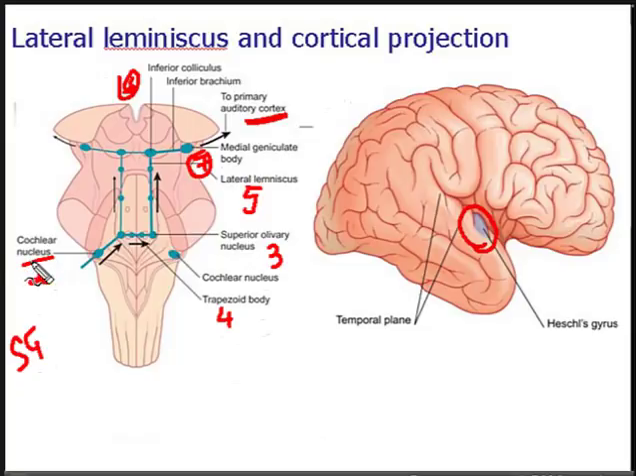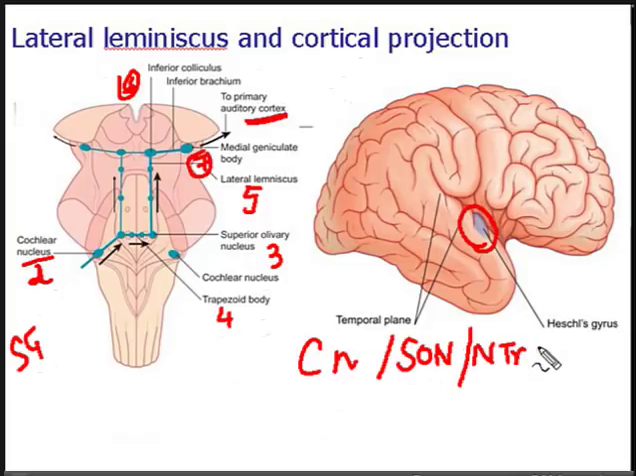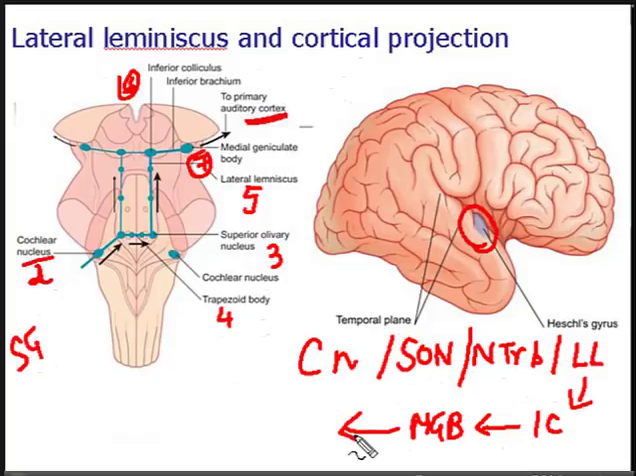In other words, it can't go from the cochlear nucleus, synapse in the medial geniculate body, then come to the inferior colliculus and then go. So there's a definite order in which it has to go. It will be the cochlear nucleus first, then the superior olivary nucleus, then let's say the nucleus of the trapezoid body, then the nucleus of the lateral lemniscus, then the inferior colliculus, from the inferior colliculus the medial geniculate body, and from the medial geniculate body the temporal lobe. So this order I want you to know.